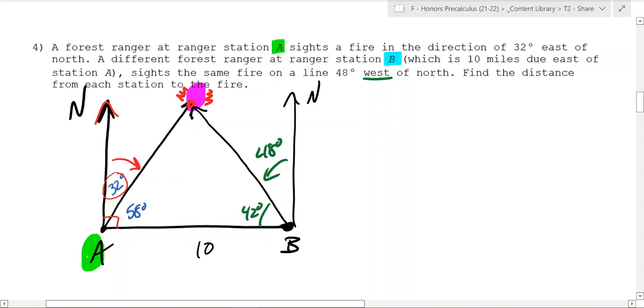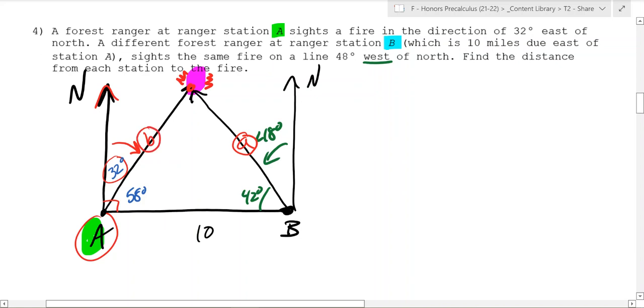So what we can say is, let's say if this is A right here, we're going to call this lowercase a, make this consistent. And then this side length is going to be lowercase b right there. So what that tells us is that we could use the law of sines here, and we could say sine of 58 degrees over lowercase a is equal to, same thing over here, sine of 42 degrees over b. But we don't have either a or b, but we do have this side length.